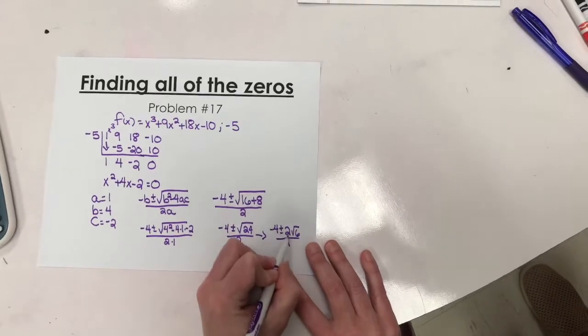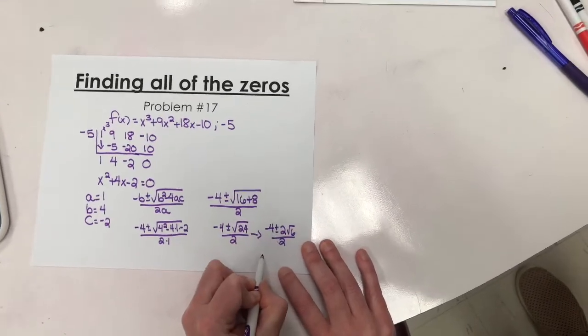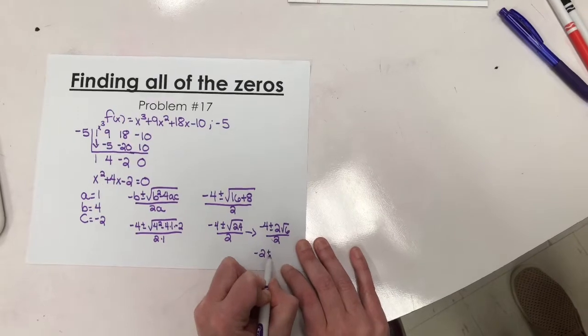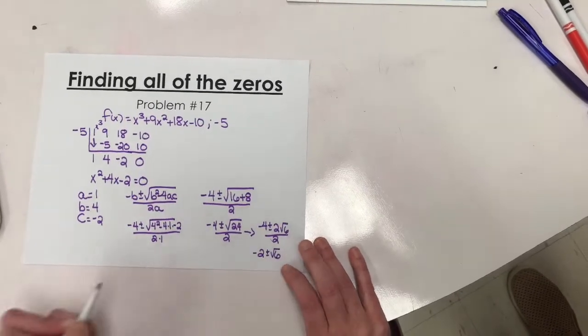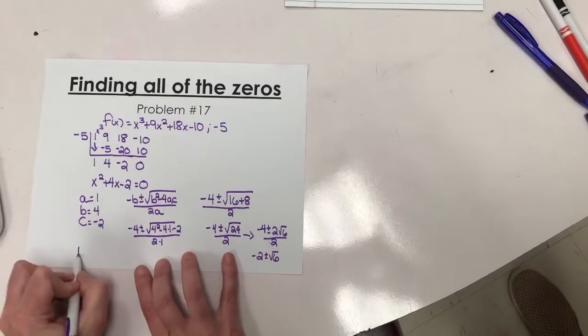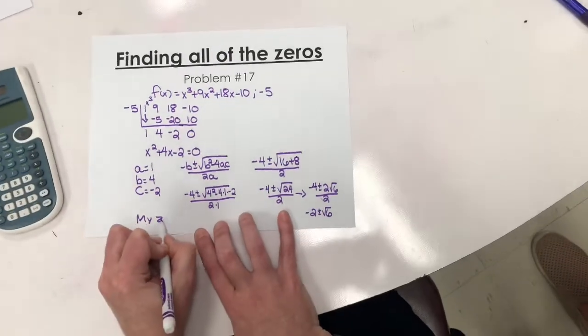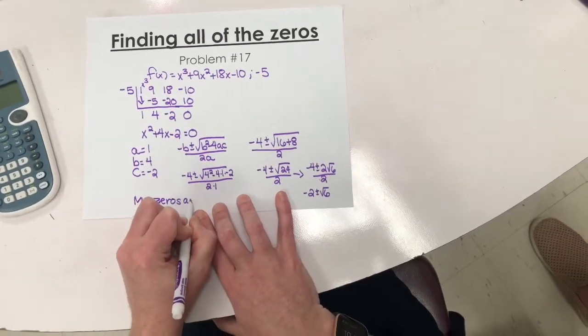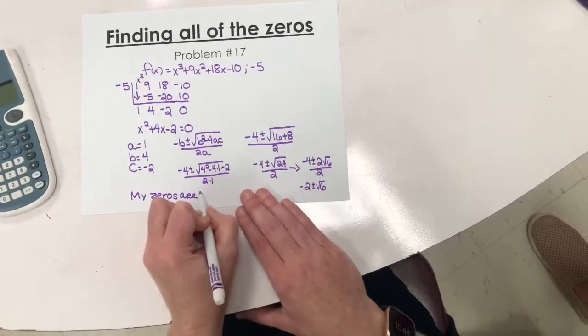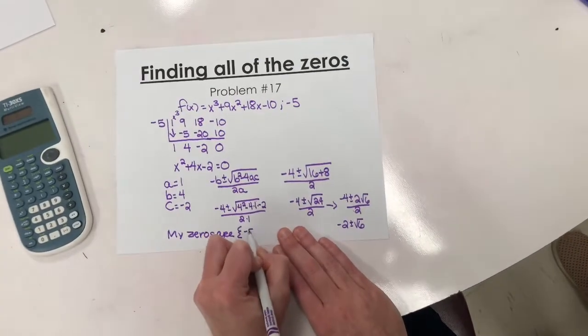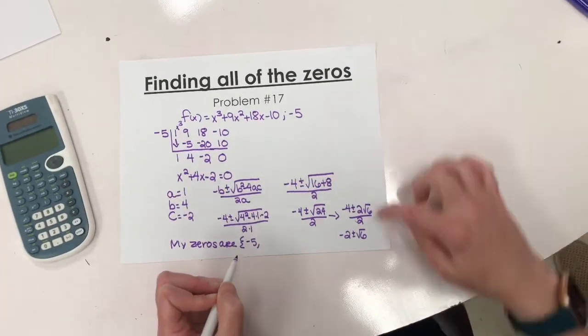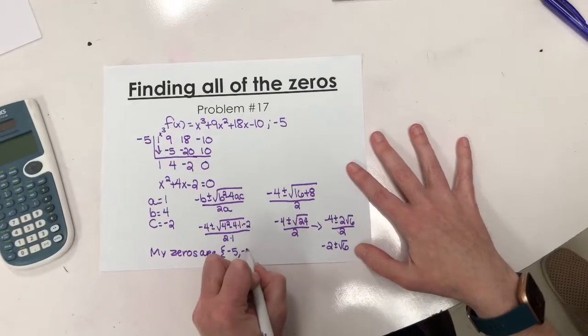We can divide each part by 2. We get -2 plus or minus the square root of 6. My final answer would say my zeros are, and give set notation, the -5 that they told you at the beginning, and then these two irrational numbers.